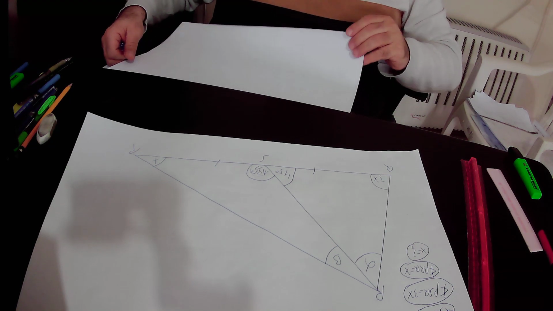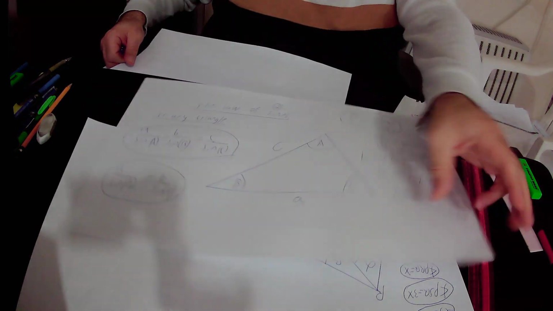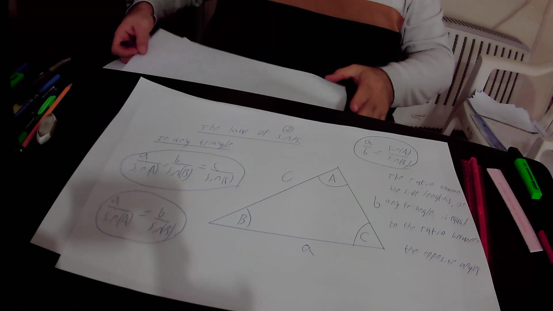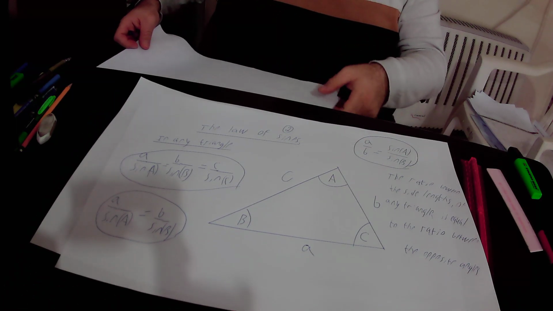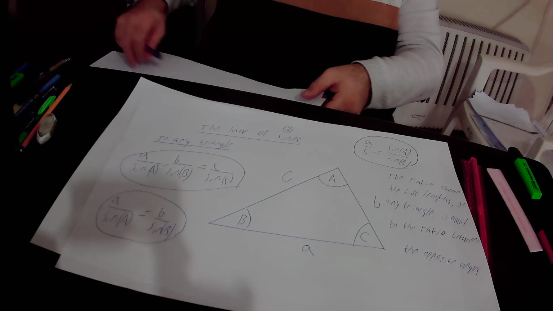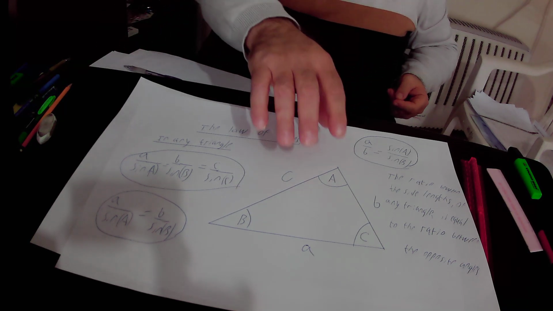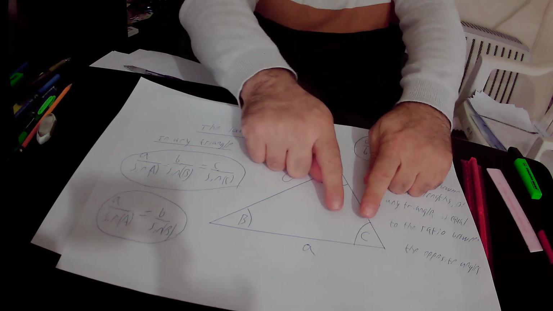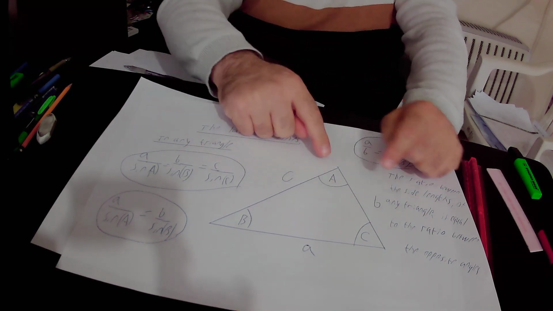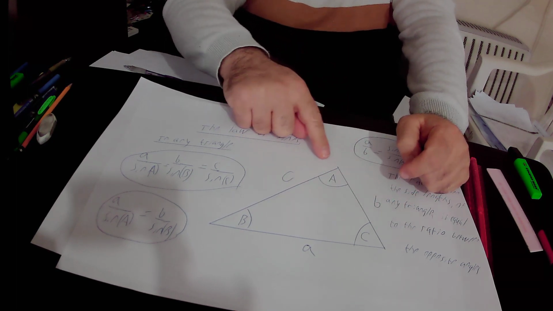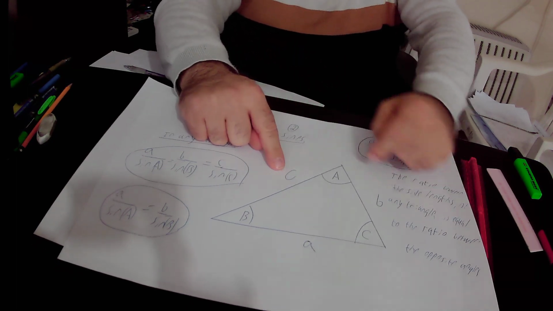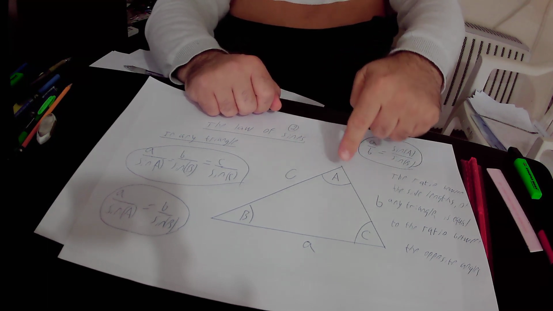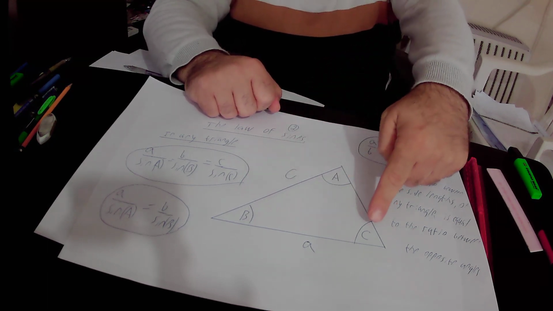Then I presented to you a new rule. This is the law of sines. The law of sines is true in any triangle. So if we have a triangle that could be any triangle, and we know that the length of this side is A units, the length of this side is B units, and the length of this side is C units, and we also know that this is angle A, this is angle B, and this is angle C.